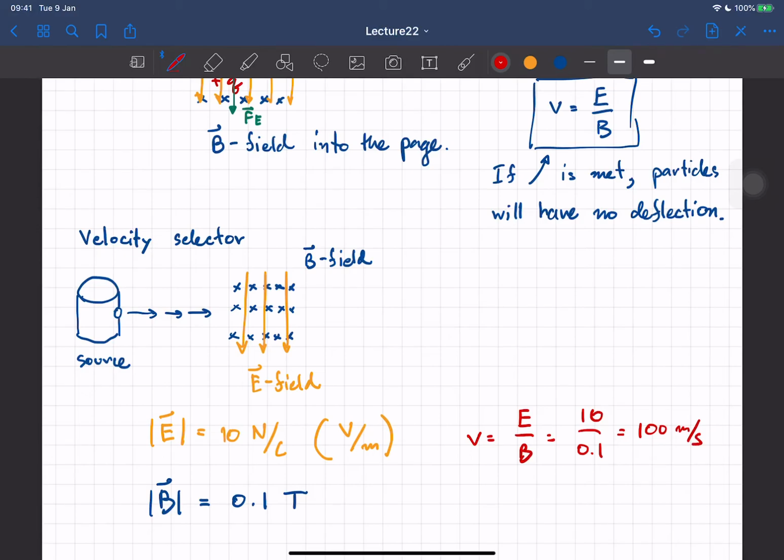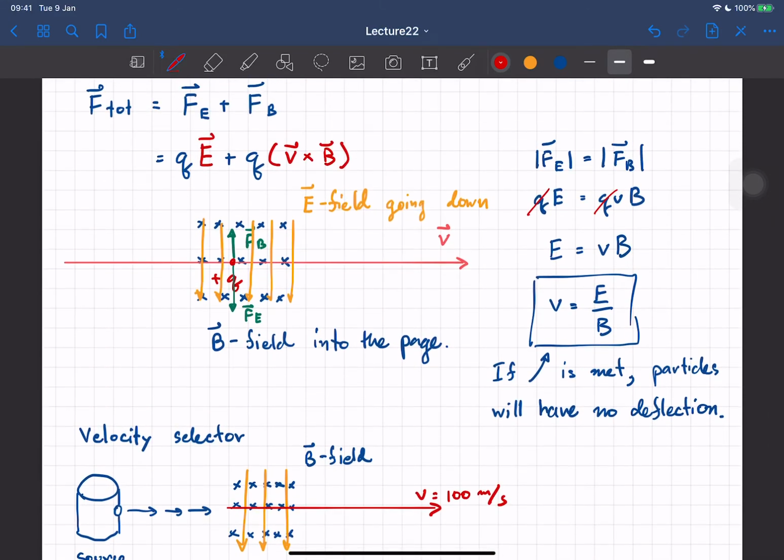So what it means is that this stream of particles coming out will have a broad range of velocities. If the particle has a velocity close to or exactly 100 meter per second, that particle will just go straight. What happens if the velocity is a little bit less, let's say 90 meter per second or 80 meter per second?